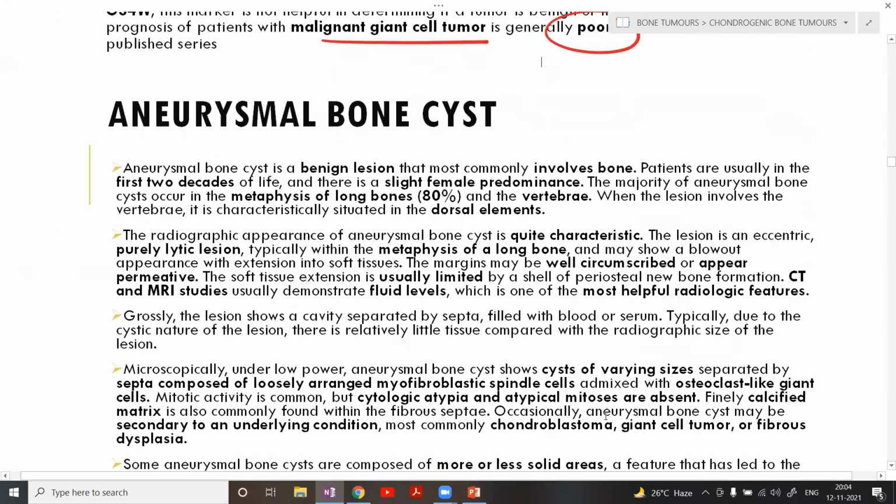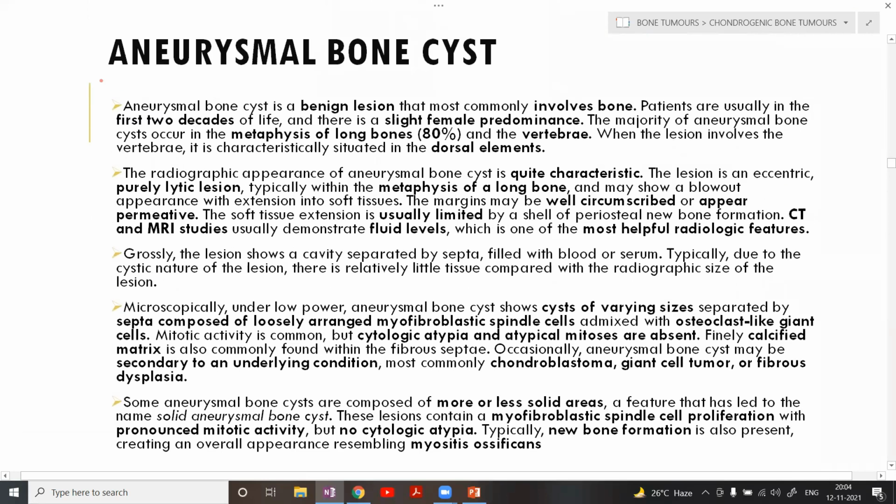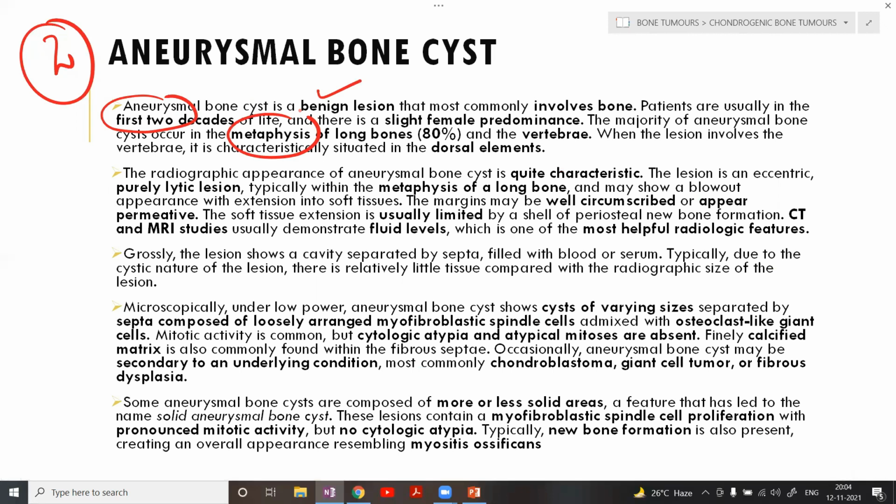Then we come to the aneurysmal bone cyst. This aneurysmal bone cyst is a tumor of unknown origin, and it is one of the giant cell containing lesions, which is very important to understand. Just like GCT, it is also benign in nature, involving the bone. It occurs in the first 2 decades of life, and the site is the metaphysis. If you recall, giant cell tumor is not seen in the metaphysis, it is seen in the epiphysis.